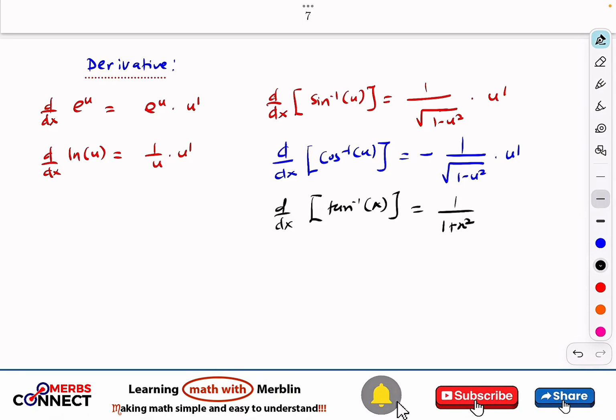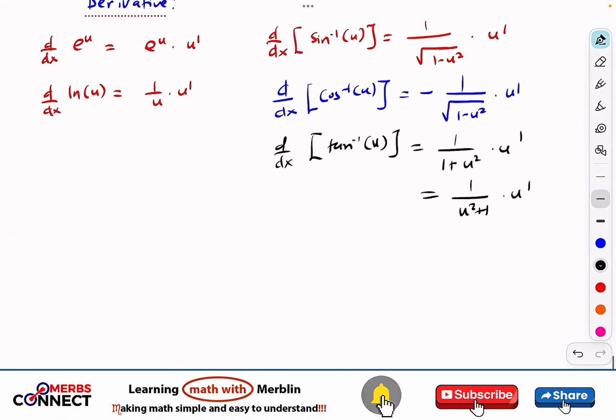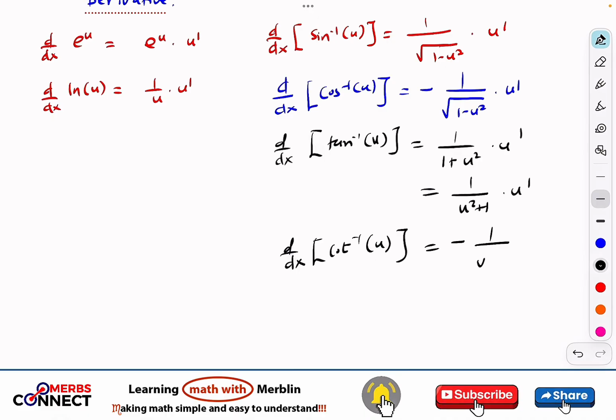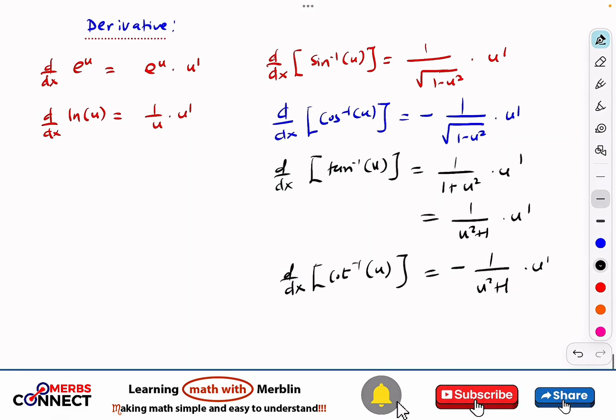Now don't forget, since addition is commutative, we can also use x squared plus 1. So pay attention to here. This is the same as you writing u squared plus 1 times u prime. It's also the same thing. Then a bonus for cotangent inverse of u is equal to just the minus of this, u squared plus 1 times u prime. Right, so this is what you are going to get.